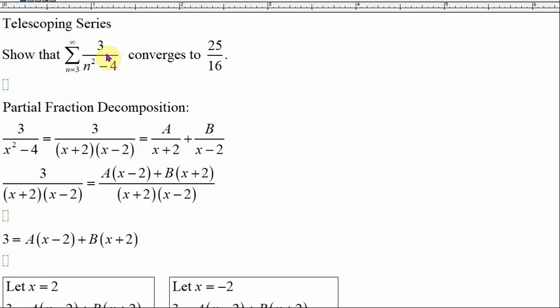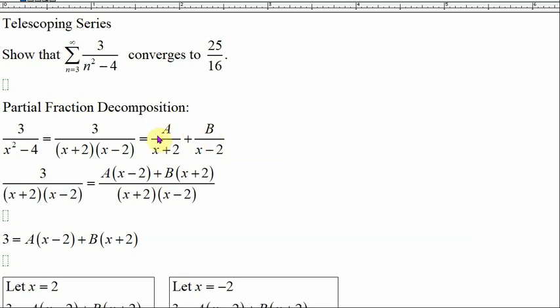And so the equivalent expression would be 3 over x squared minus 4. And x squared minus 4 is x plus 2 times x minus 2. And using what's called partial fraction decomposition, we can rewrite this as some constant a over x plus 2 plus some constant b over x minus 2.